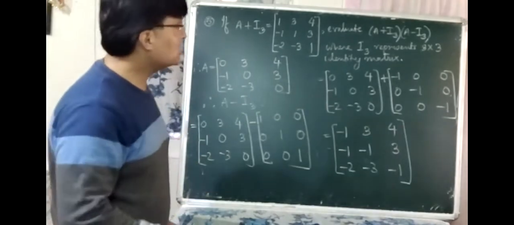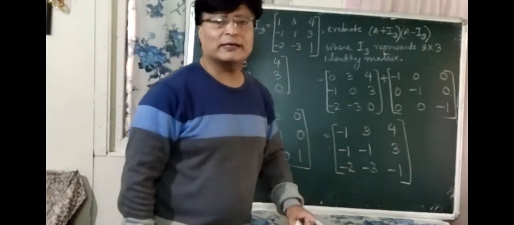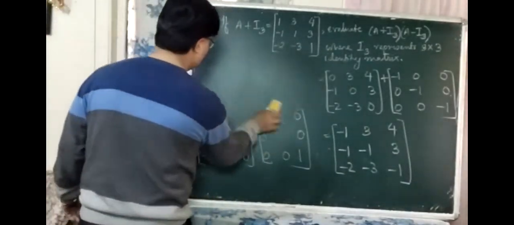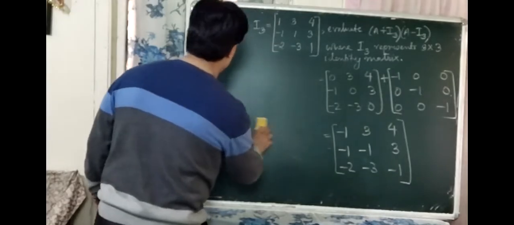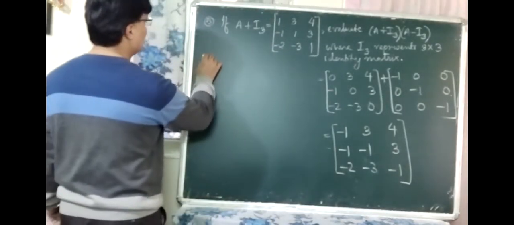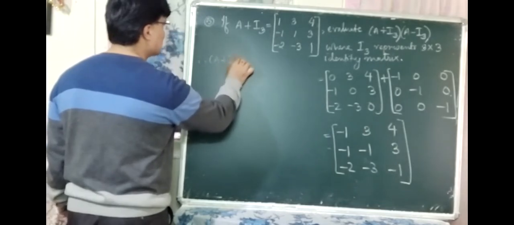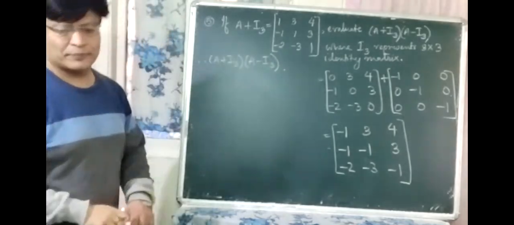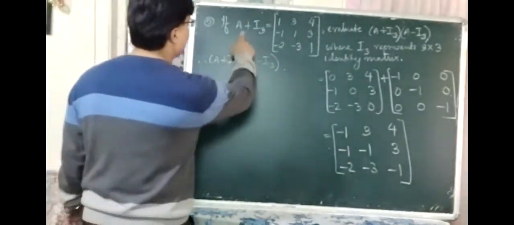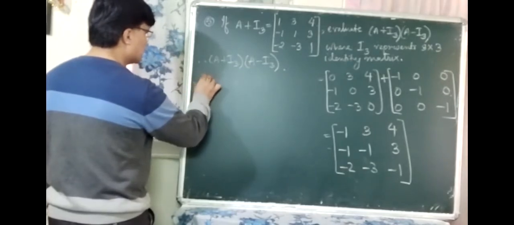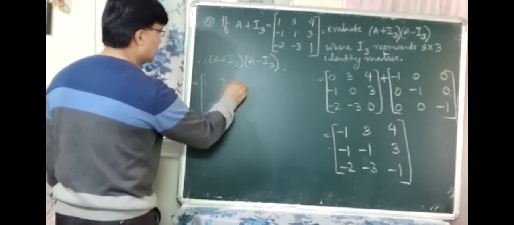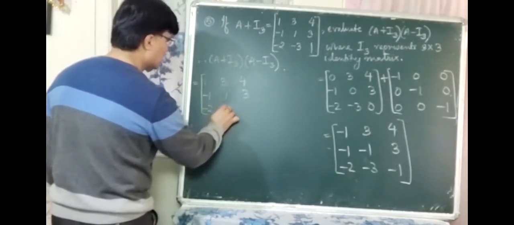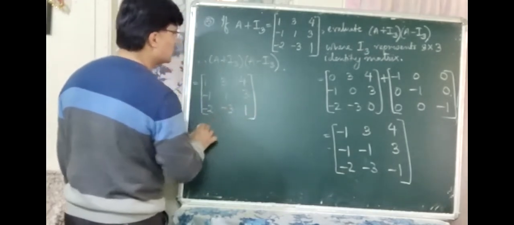Okay. Now let us find out A plus I3 into A minus I3. That is the multiplication of two matrices. Okay. So you know how to multiply the two matrices now. So therefore this is your A plus I3 into A minus I3. So what was A plus I3? This is given, right? So is equal to, what is given out here? 1, 3, 4, next, minus 1, 1, 3, minus 2, minus 3, 1. This is your A plus I3.